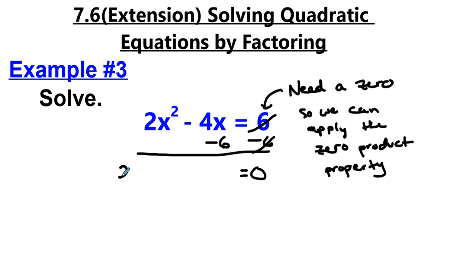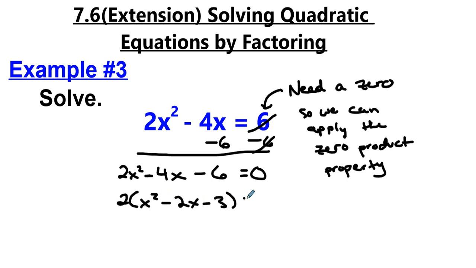On the left-hand side, we have 2x squared minus 4x minus 6. But don't think, oh, we have to factor right away. We always want to look for the greatest common factor. And in this one, we do have a greatest common factor. We can factor out a 2. And what remains is x squared minus 2x minus 3, and it still equals 0. And now we're going to factor this trinomial, x squared minus 2x minus 3.